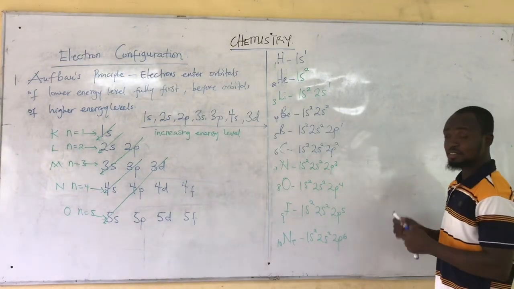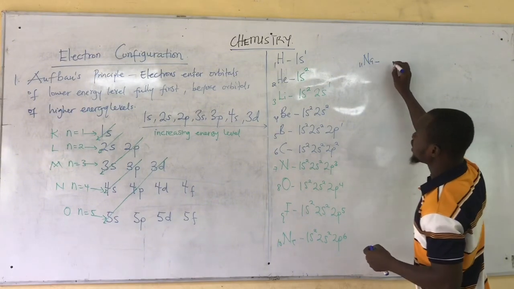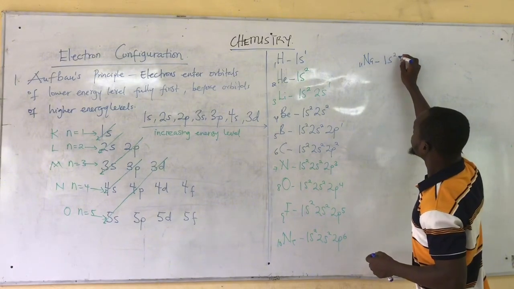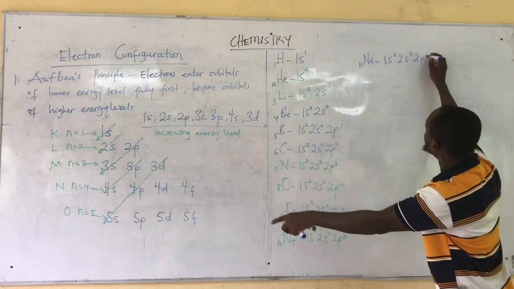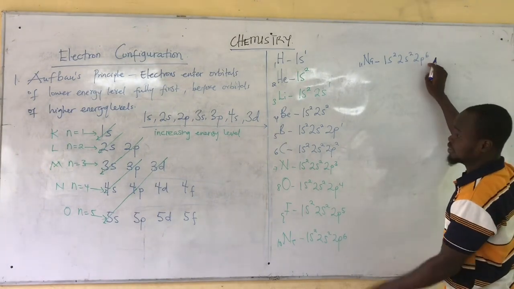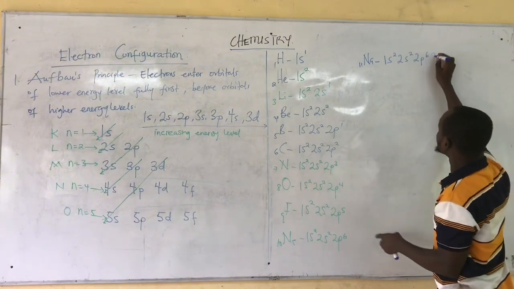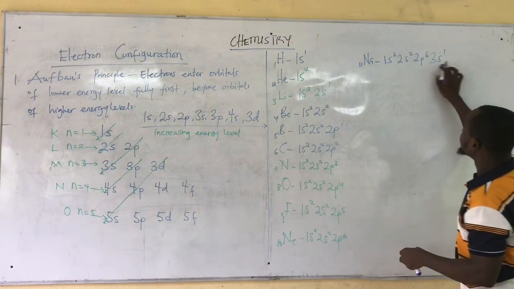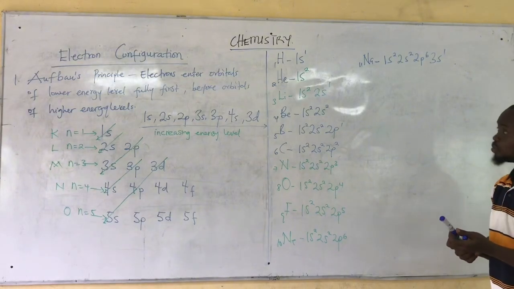The next element is sodium. Sodium is atomic number 11. Sodium becomes 1s2, move on to the 2s2, 2p6 with 1 electron left. So move on to the next orbital, that is for the 3s1. So move on to the 3s and then indicate the last electron that is available as well.